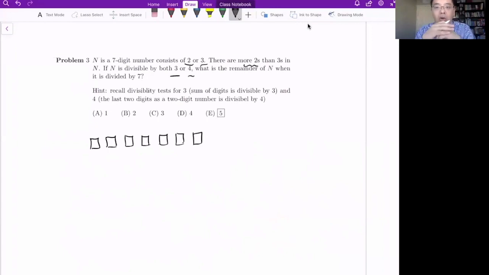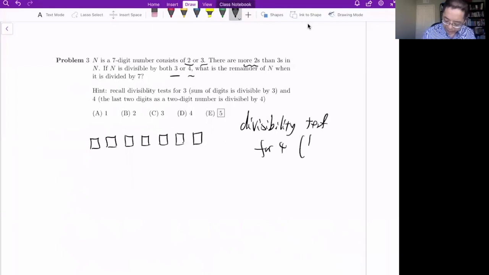Right, so then we need to recall those divisibility tests for 3 and 4. For 4, we know a number is divisible by 4 if you only look at the last 2 digits. Because here we only have 2 and 3, the only way to make it divisible by 4 is 32. So we get this one clear: this is 3 and 2.